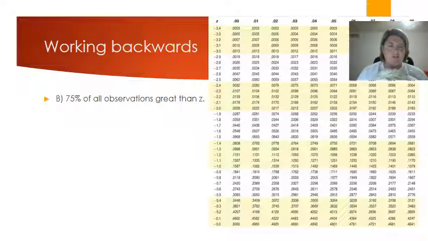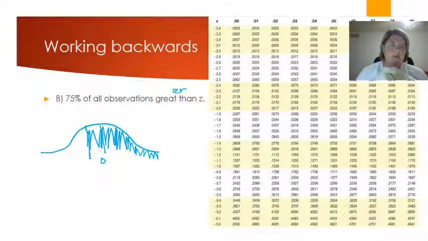75% of all the observations greater than z. So we'll draw a curve. This will be 0. And we're talking about 75% of the observations greater than z. So start from here and go back 75% of the curve. So we're right here, about right here. So we want to know what z-score this is.